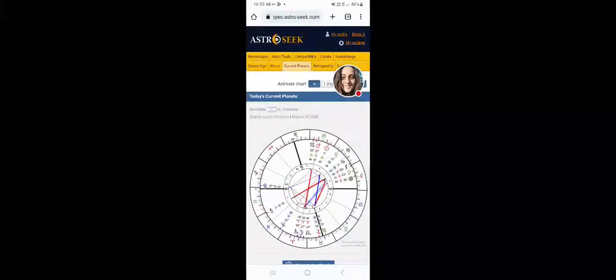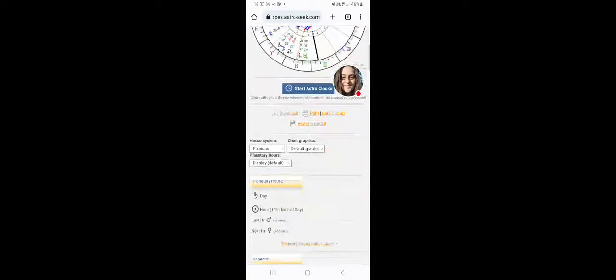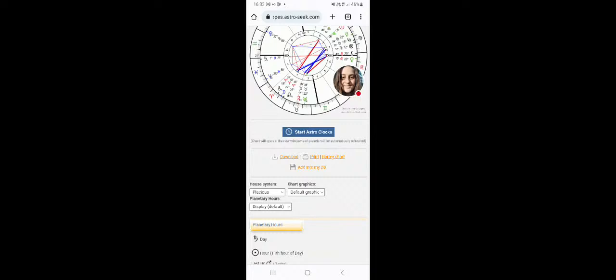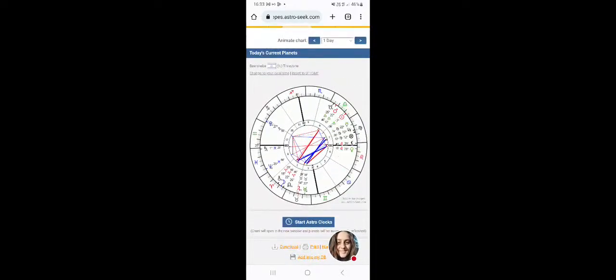I'm going to go back to the chart of the day, the current planets for the day, and this is the Sun, with the Sun in the 9th house. It's almost ripe for publishing. Yes, ripe for publishing, I believe. So I'm going to publish it.